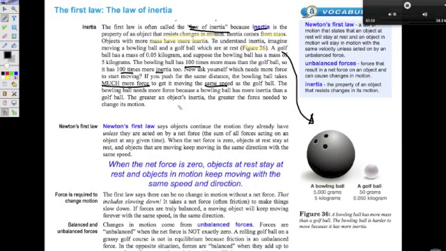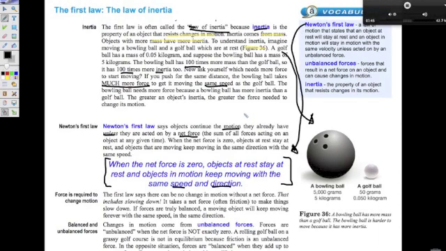Alright, so how does that lead up to Newton's first law? Well, Newton's first law says that objects continue in motion they already have unless acted on by a net force. I see that this font down here is in blue and it's bigger, so that must be important. That must be the definition of Newton's first law. When a net force is zero, objects at rest stay at rest, and objects in motion keep moving with the same speed and direction. And it is also defined up here.